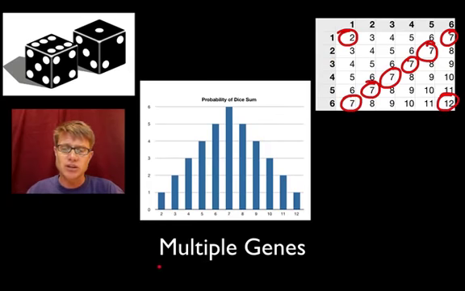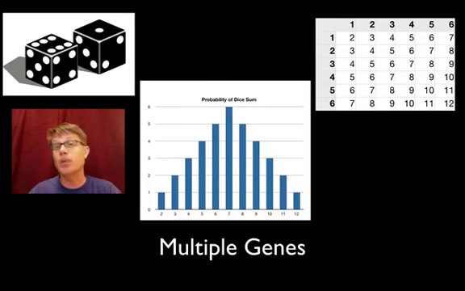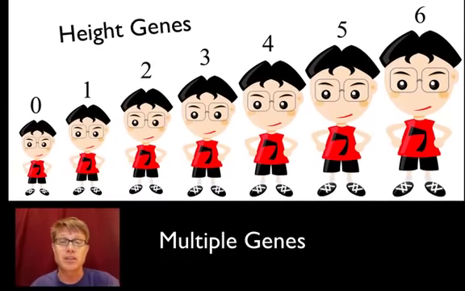And so most genes aren't transferred like this. You usually have 1 or 2 types, but we do have polygenic inheritance. And so let me give you an example of that. Height in a person.